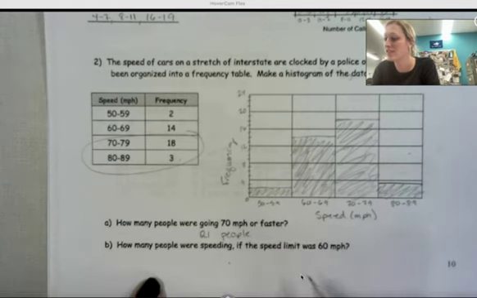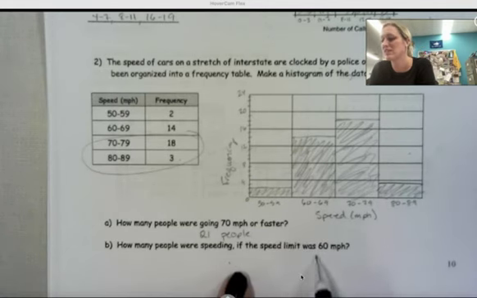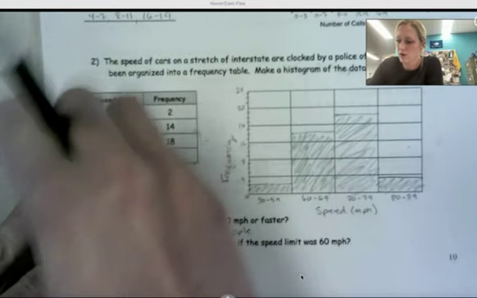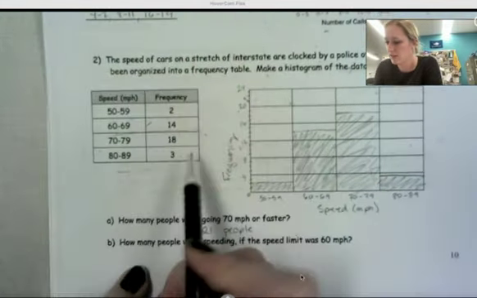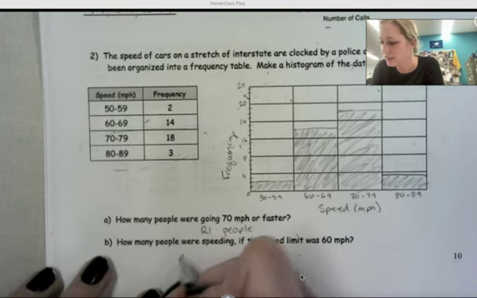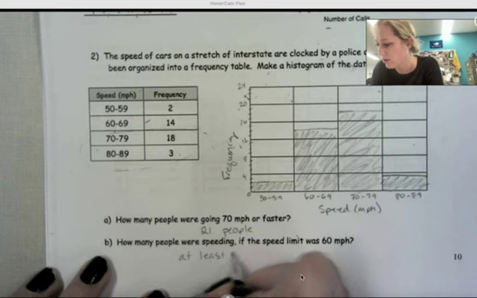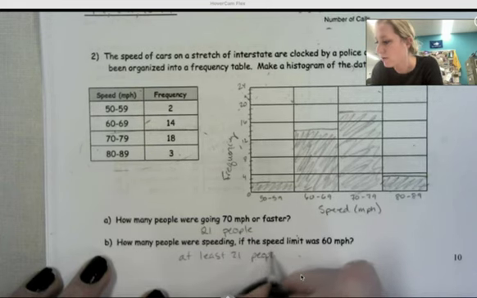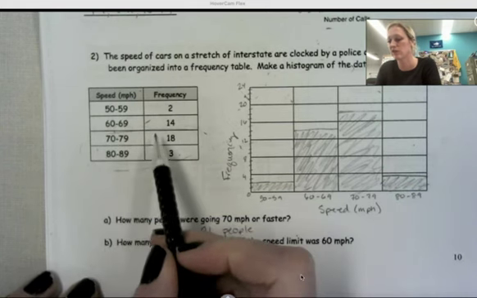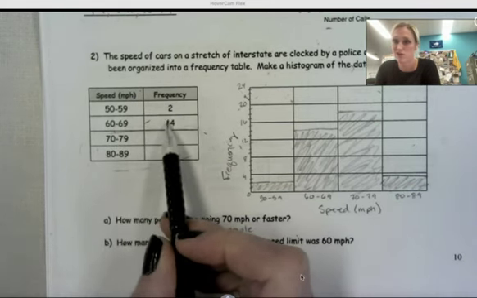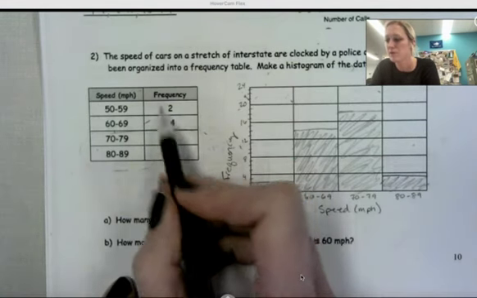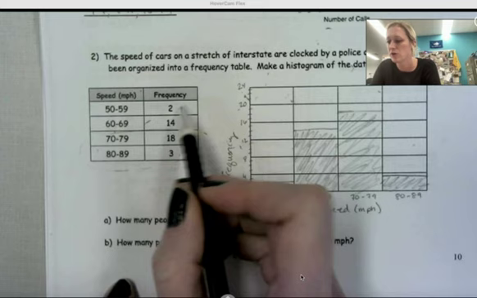Okay, how many people were speeding if the speed limit was 60? All those people were speeding, right? Definitely these guys, because these guys are all for sure over 60. So at least 21 people. But also, this category is not super descriptive. It just says they're between 60 and 69. So all these people could be speeding, or they could all be going the speed limit, or there could be some combination of each. But these people for sure are not speeding. So I cannot include those.